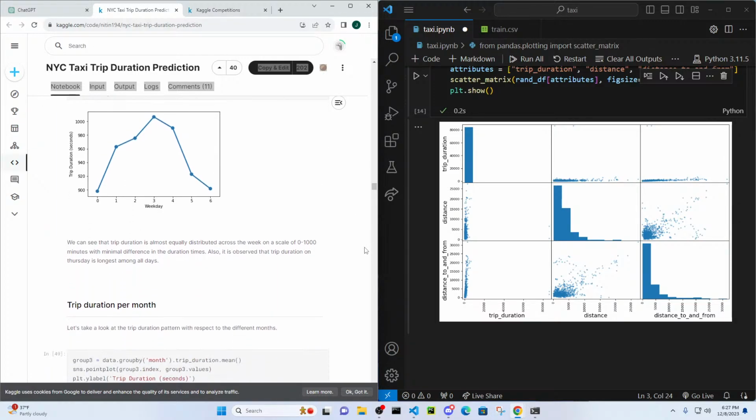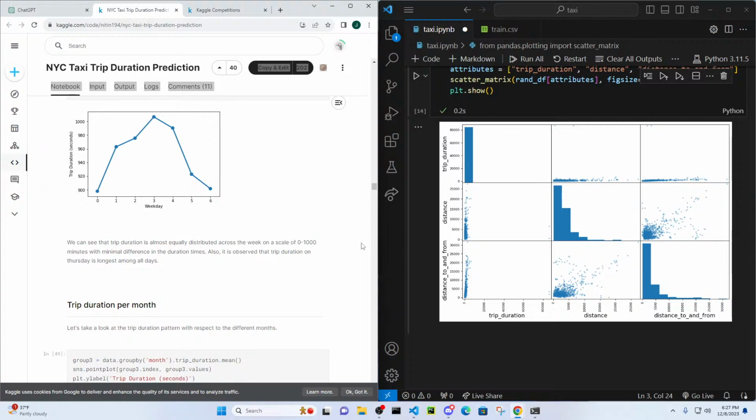Cool. We can see that trip duration is almost... I guess there's not that big of a difference. I was just looking at Monday and Tuesday and trying to figure it out, but 900 to 960 is not much of a deal. Okay. Yeah, about a minute difference on average.